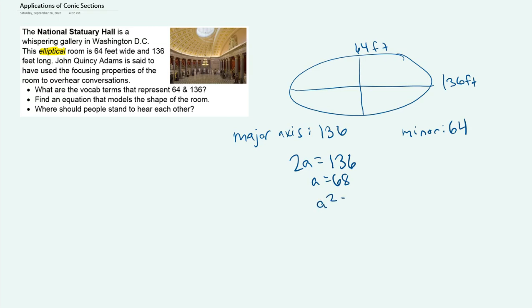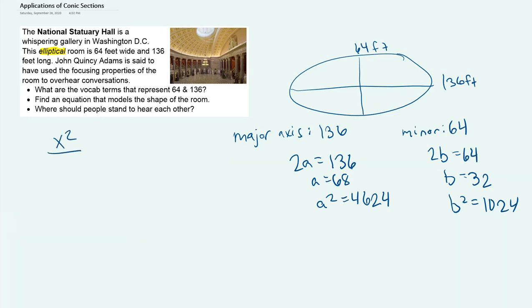And if we solve for a squared, that's 4,624. Your minor axis is your 2b. If we divide by 2, we get 32. And if you square 32, you get 1024. Okay, so because I drew this as a horizontal ellipse, that means it's going to be x squared over 4624 plus y squared over 1024 equals 1.